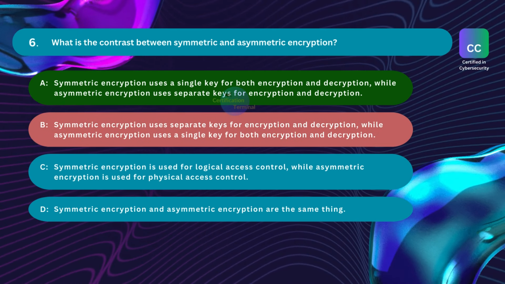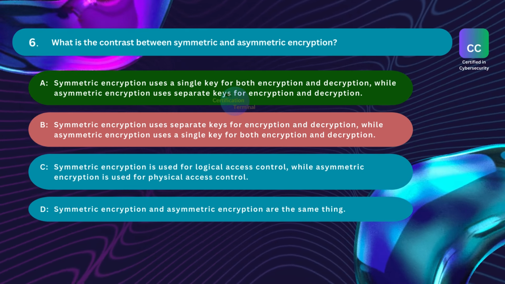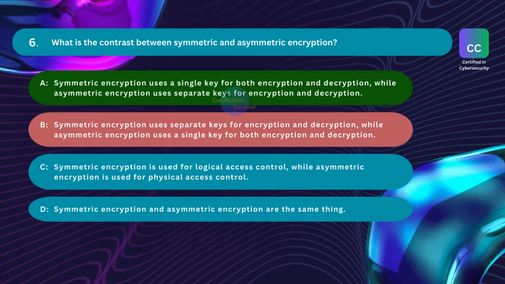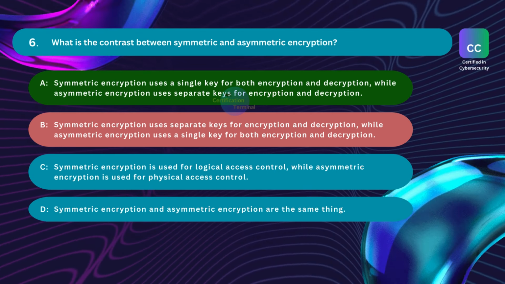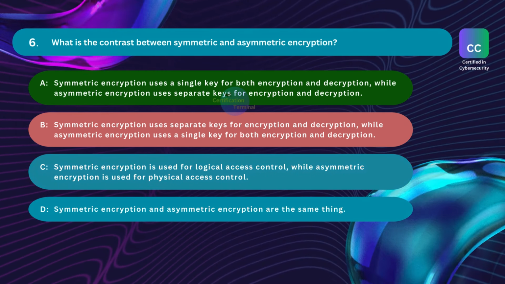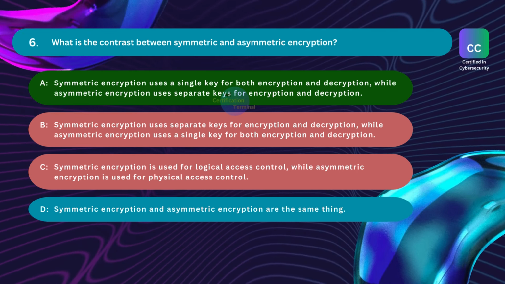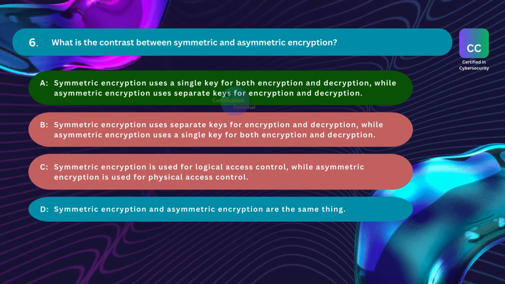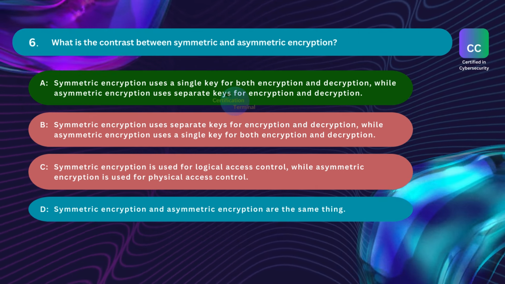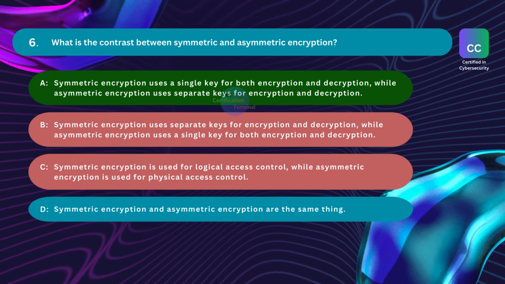Option B is incorrect. It mistakenly swaps the characteristics of symmetric and asymmetric encryption. As explained above, symmetric encryption uses a single key, while asymmetric encryption uses separate keys for encryption and decryption. Option C is incorrect. Symmetric and asymmetric encryption are cryptographic techniques used for securing data in transit or at rest. They are not specifically associated with logical or physical access control systems.